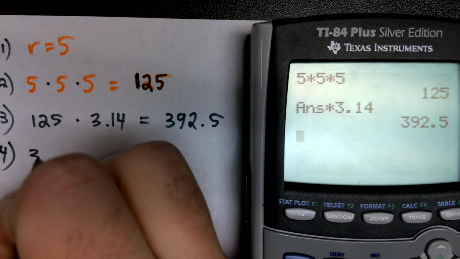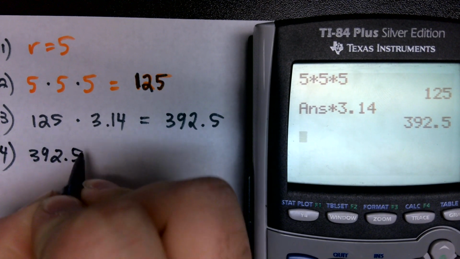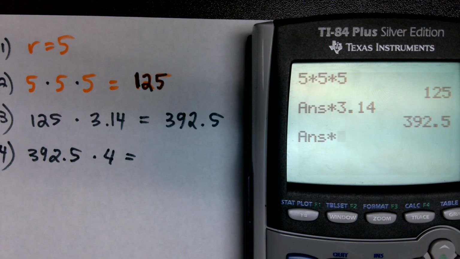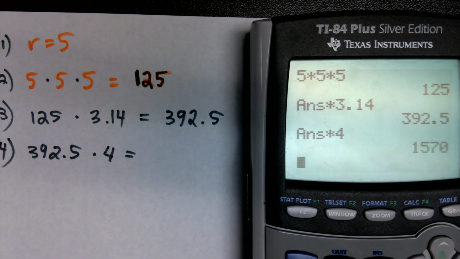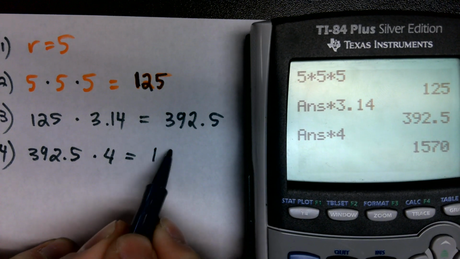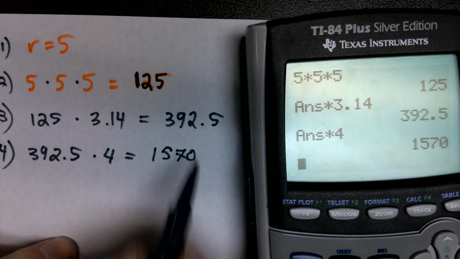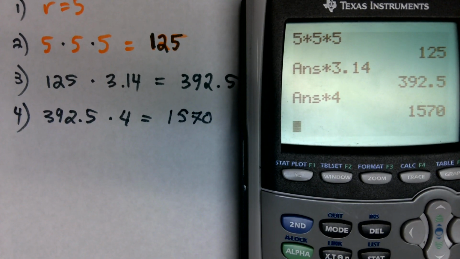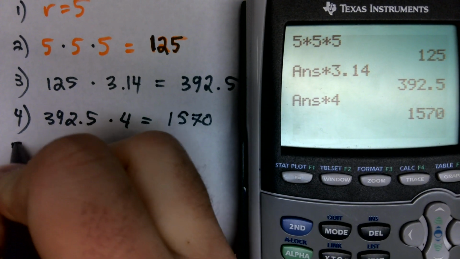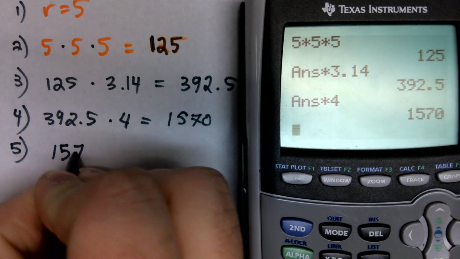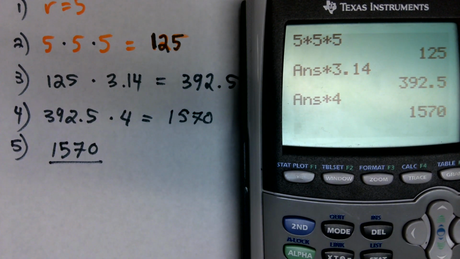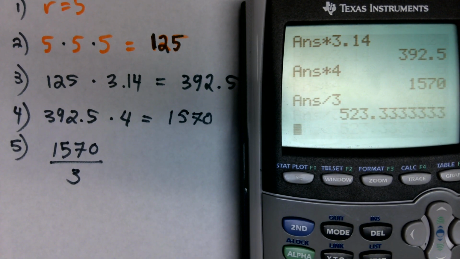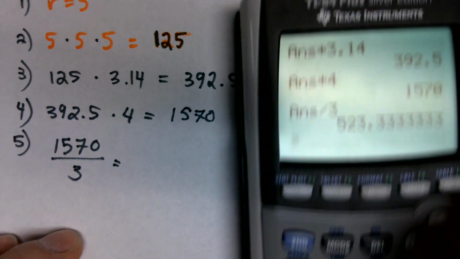What am I going to do with 392.5 in step 4? You're going to multiply it by 4. Multiply it by 4. We hit times 4. And we get what, Ben? 1570. Just like that. Step 5, we take 1570 and we divide it by what? 3. And we get 523.